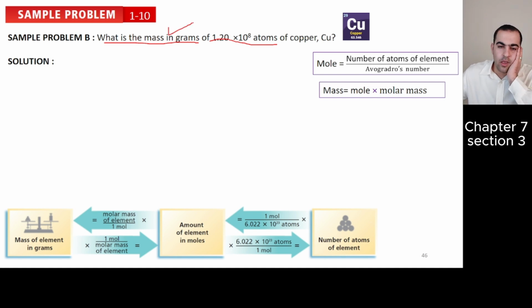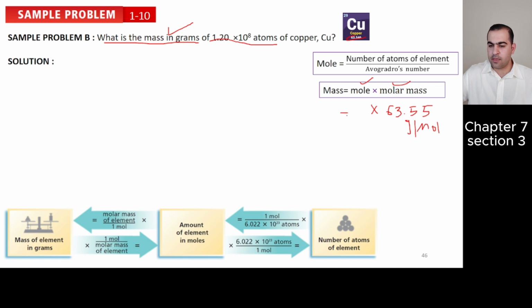You know, guys, I told you, you have only one rule to find mass. Mass equals mole times molar mass, isn't it? Do you have mole? Molar mass, yes, will be given. This is the molar mass of copper, 63.55. You can just round it to two decimal places. Gram per mole.